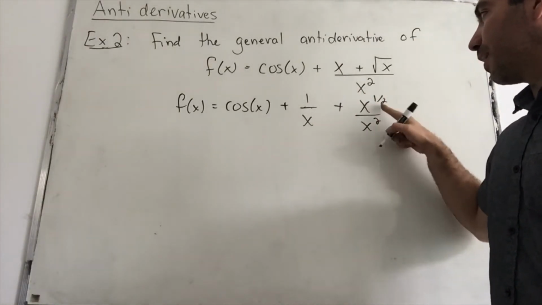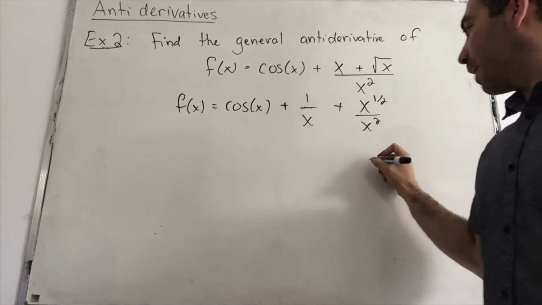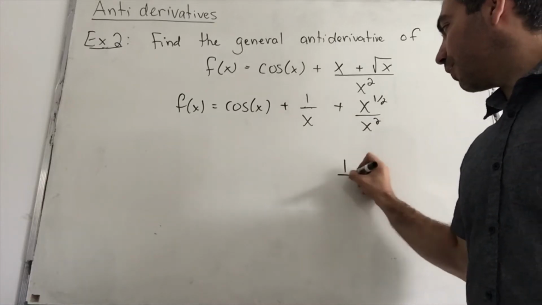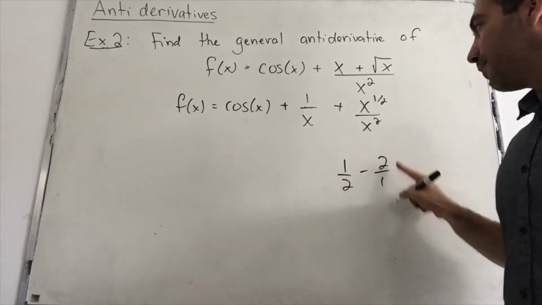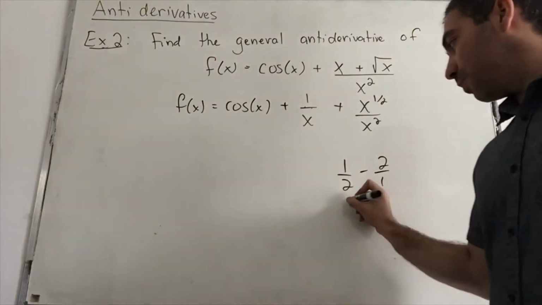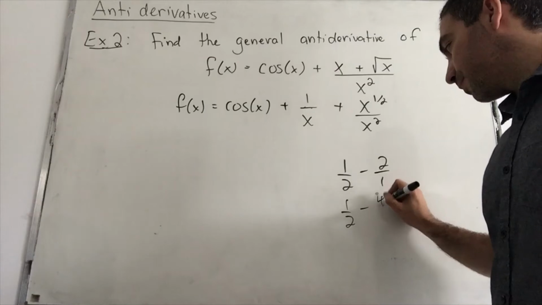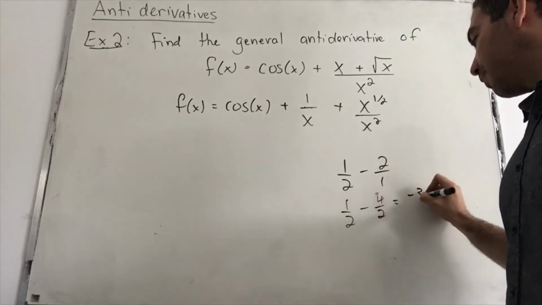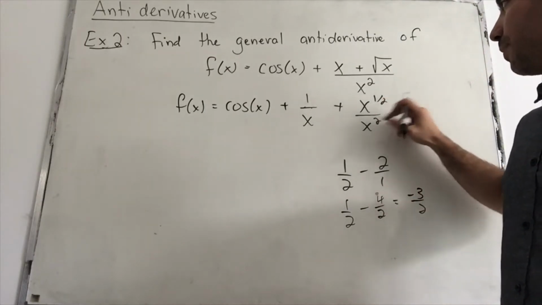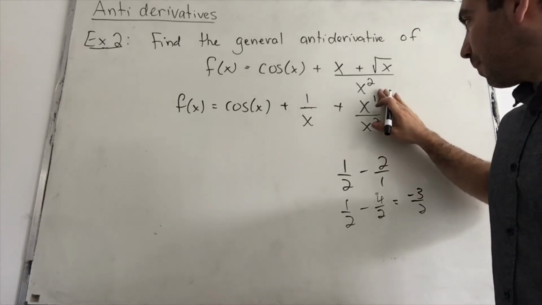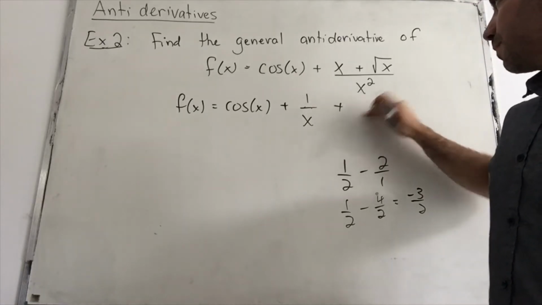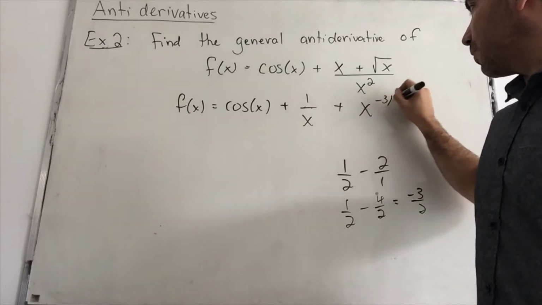And here we could simplify. If we subtract the exponents, we have a 1/2 minus 2. So without a calculator, a 1/2 minus 2. Think of 2 as 2 over 1. Find a common denominator. 1 over 2 minus 4 over 2, giving us negative 3 over 2. So this could be rewritten as x to the negative 3 over 2.